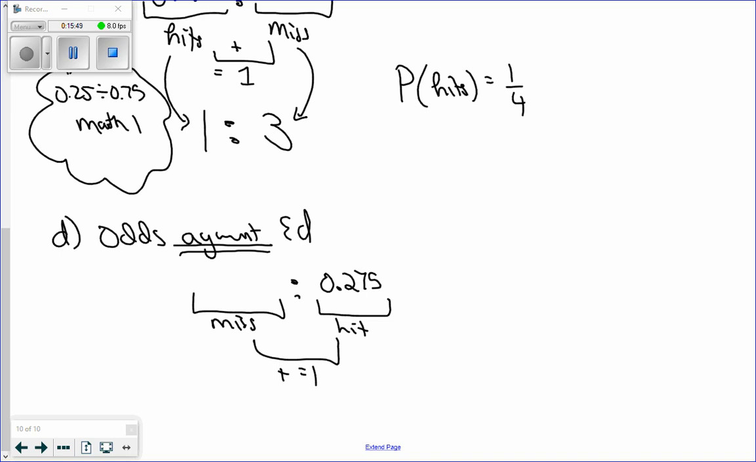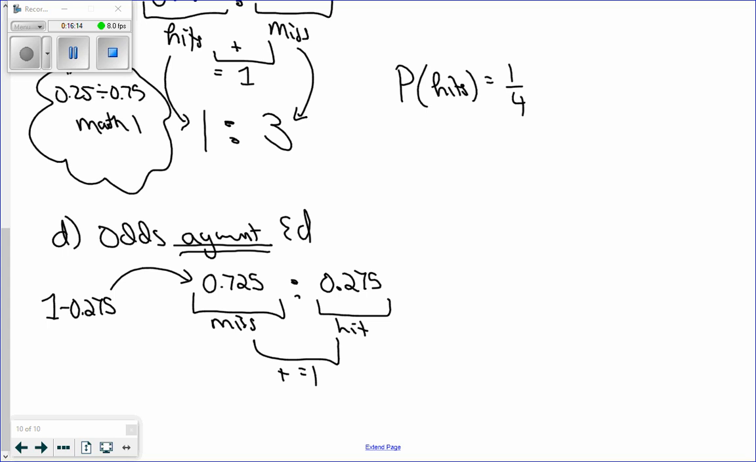So how would you figure out the miss? What's the easiest way to do it on your calculator? Just go 1 minus 0.275. You get out 0.725. So again, you can leave it like that, but the diploma will probably reduce it down.